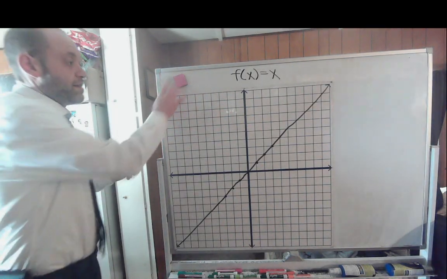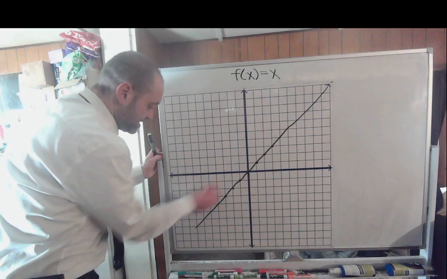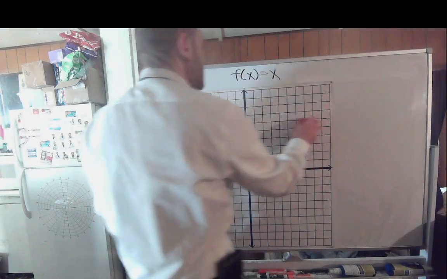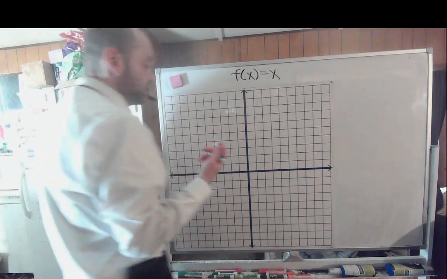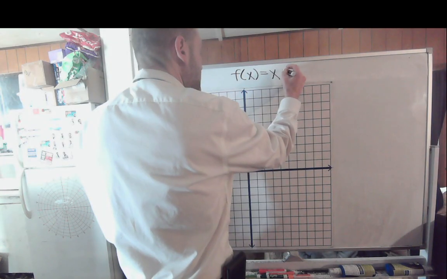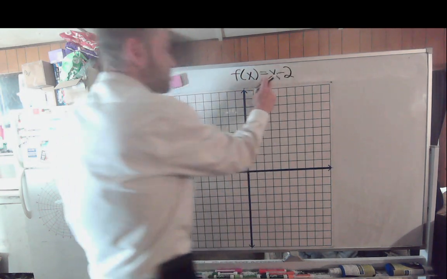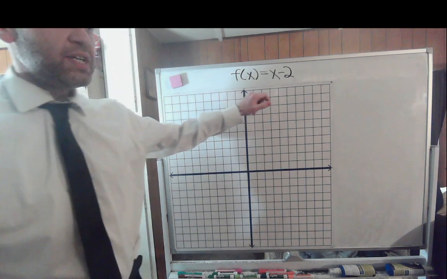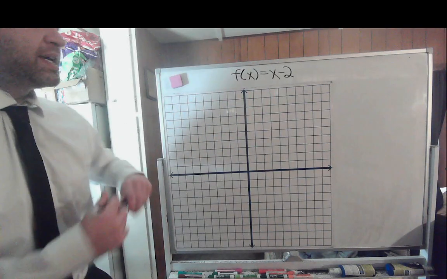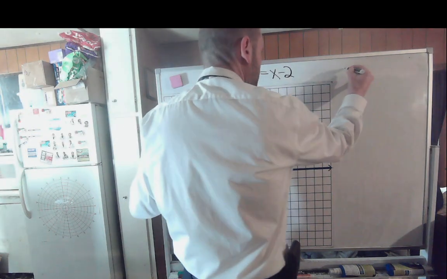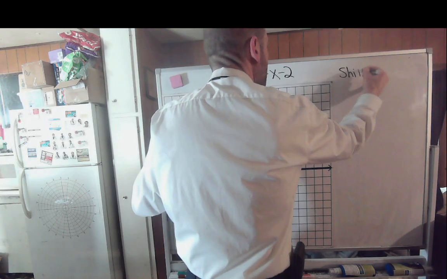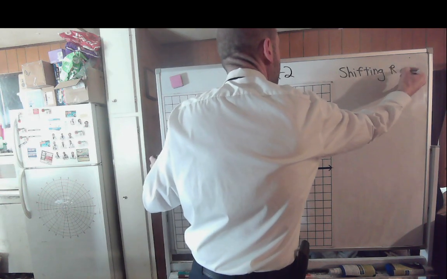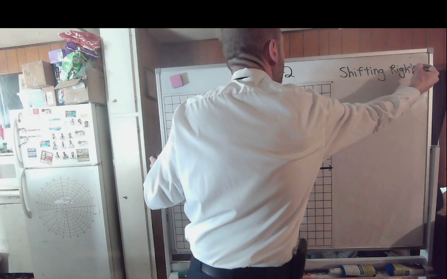The normal graph. Now, if I take it and I apply some transformations, so let's just do a shift. Let's say I do f of x equals x minus 2. If I set x minus 2 equal to 0, I get x equals 2, which means I am shifting to the right 2 units. I am shifting right 2 units.